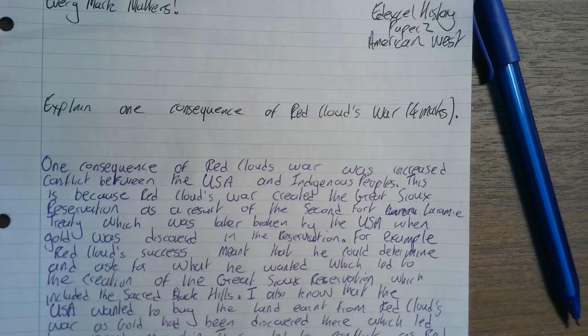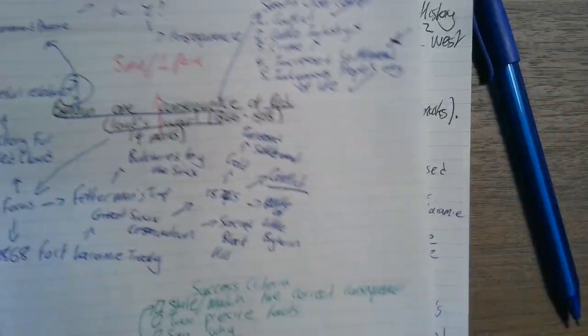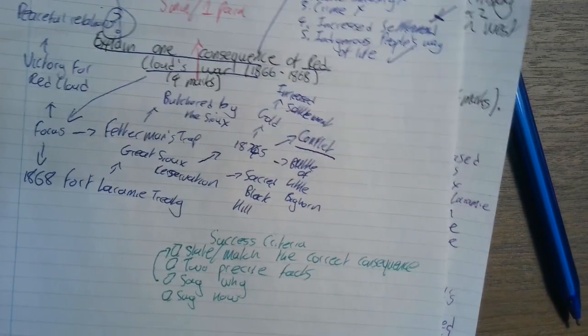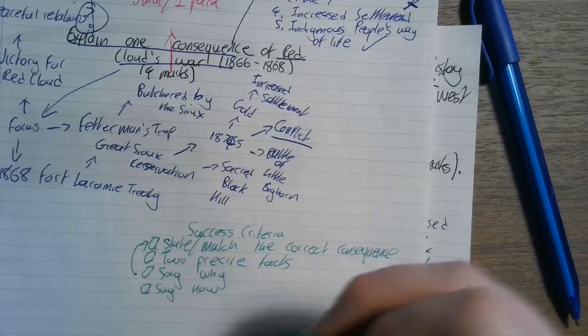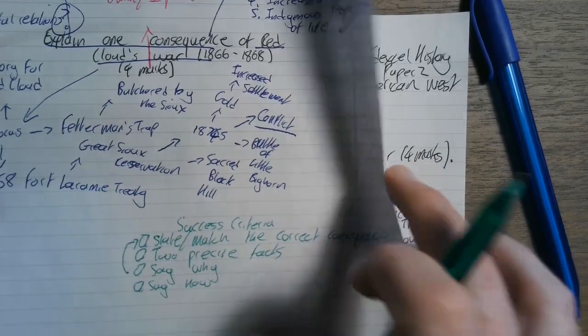Hello, welcome back. Right, so hopefully there you've spent 5 minutes explaining 1 consequence of Red Cloud's War. What I'm going to do is read out my answer, and I'm going to refer back to this success criteria that we just made 5 or 6 minutes ago. And as I go through it, I'm just going to put a 1 in a green circle.